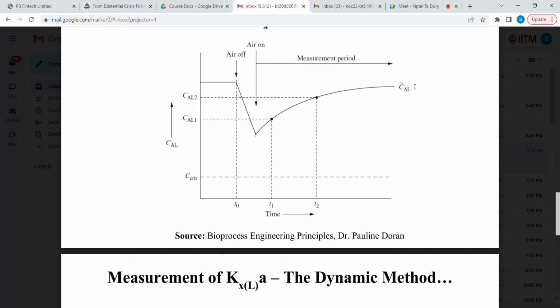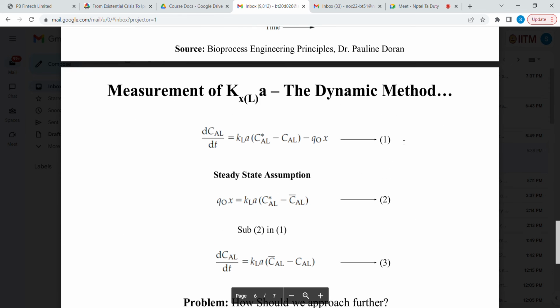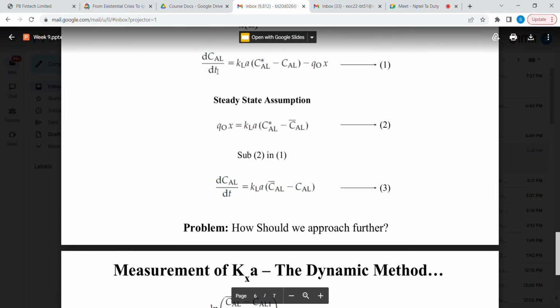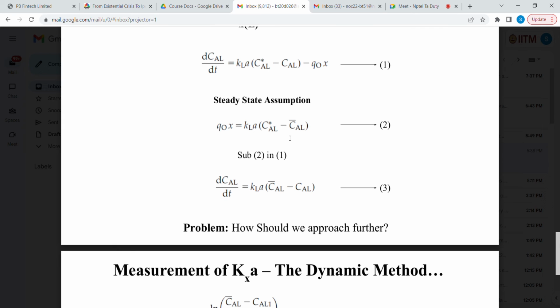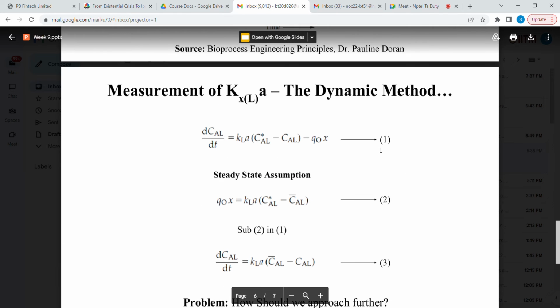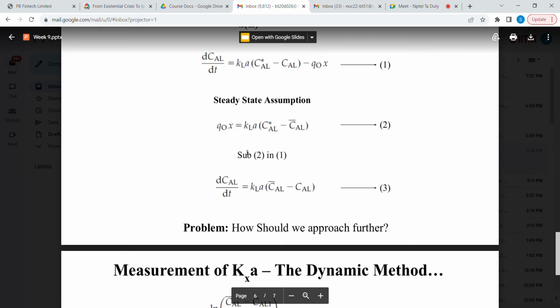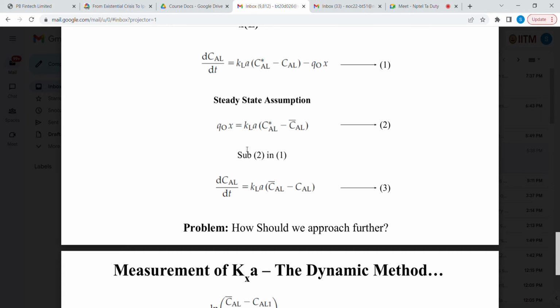All we need to understand is that at this point the amount of oxygen that's transferred into the reactor matches exactly the amount of oxygen that's consumed by the microorganism. So at this point of time, the left hand side becomes 0, QO into X equal to KLA into C star minus CL dash, so this is the concentration at which the steady state is reached. And then you substitute 1 in 2 or 2 in 1, and cancel all the common terms. We get dCAL by dt equal to KLA into CAL dash minus CAL.